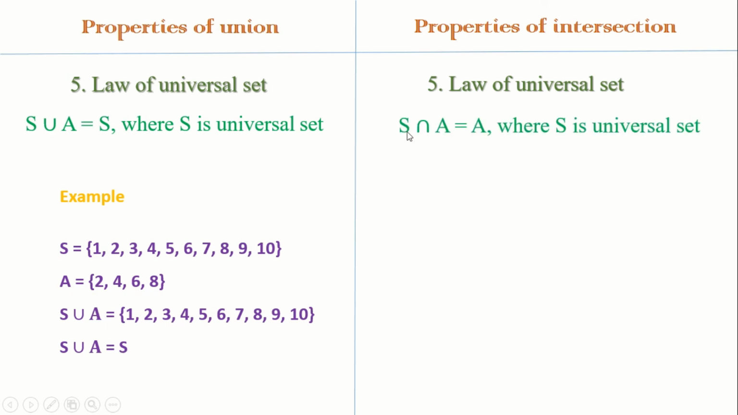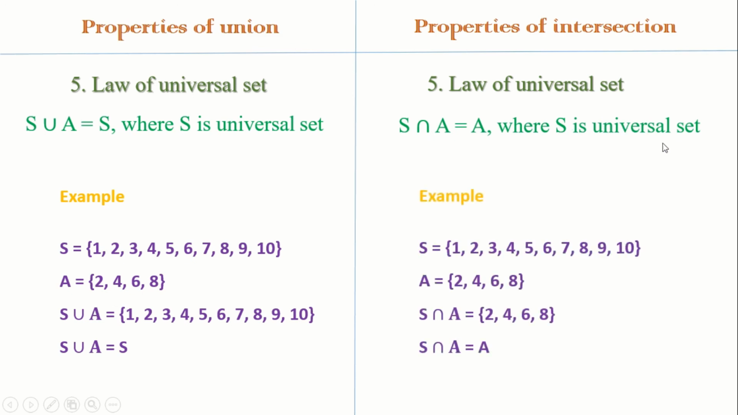Now S intersection A is the set A, where S is the universal set. And here for the sets S and A, what are the common elements of both the sets, which are 2, 4, 6, 8. So S intersection A is A.